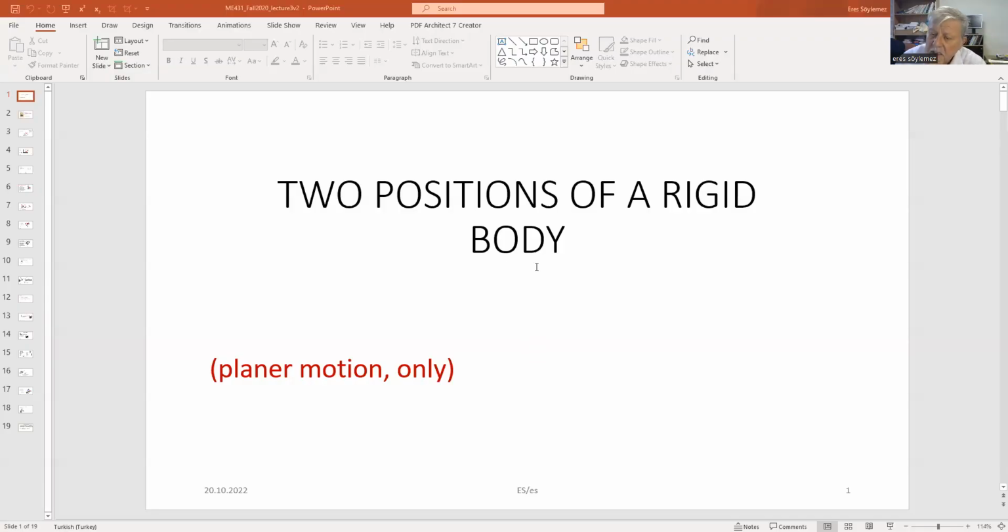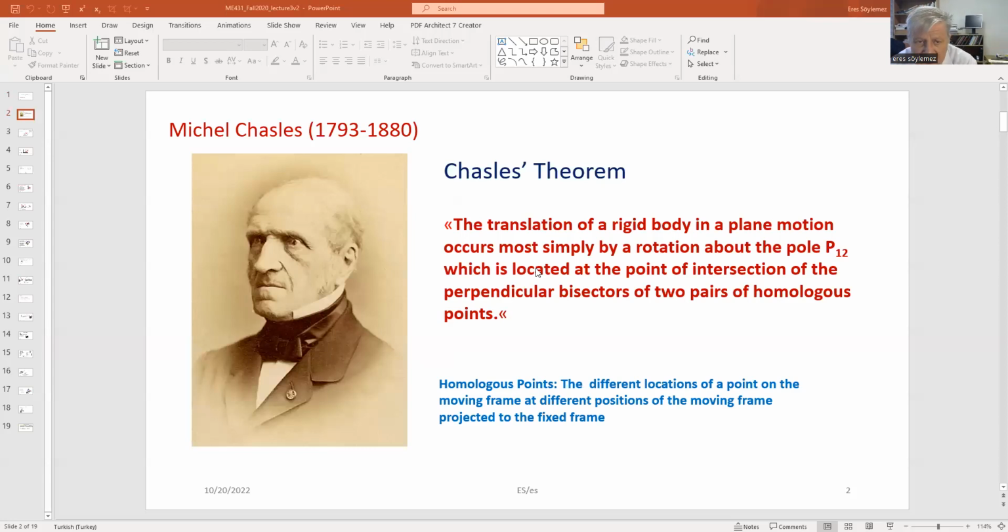There's a guy whose name is Michel Chasles. I used to call it Chasles, but one of my friends who knew French said it is Chasles. It is Michel Chasles. In 1830 he came up with a theory. Actually, it was in 1760.